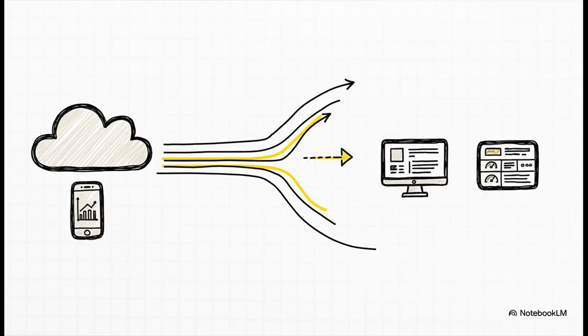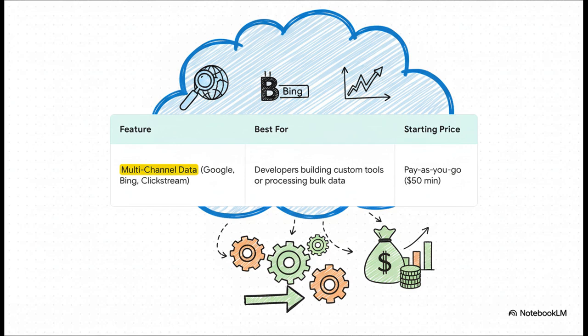All right, let's move on to tool number 4. Now, this one is really built for the more technical folks out there, DataForSEO. Yeah, this one is designed with developers in mind. What makes it special is that it pulls data from all over the place, not just Google, but Bing, and even clickstream data, which can give you some really interesting insights. It's got a pay-as-you-go model, which is super flexible, but the article points out that this can get a little tricky for smaller teams that don't have predictable, high-volume needs.